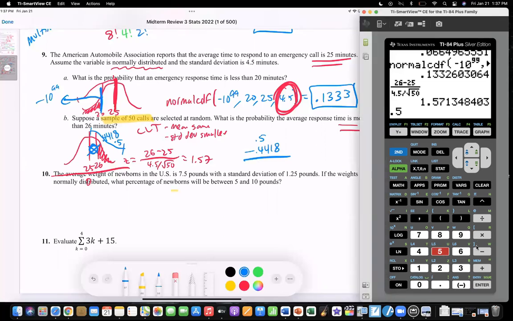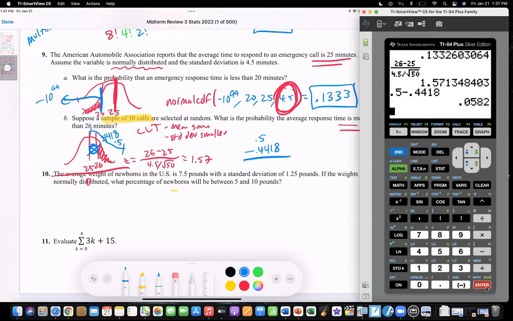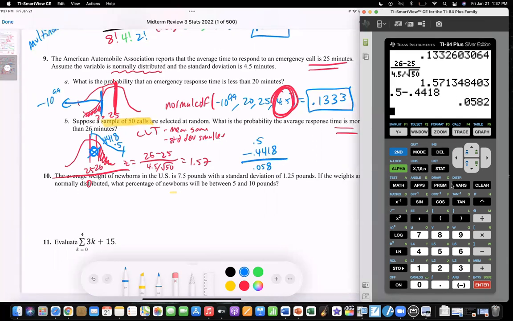So 0.5 minus 0.4418. Okay, so that'll give me an answer of 0.0582. So that should be my answer for that one.